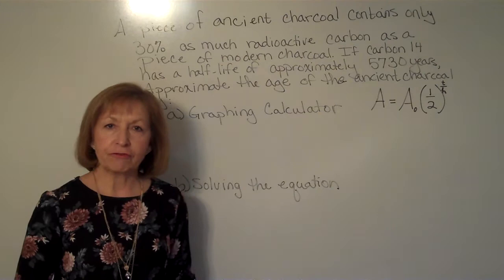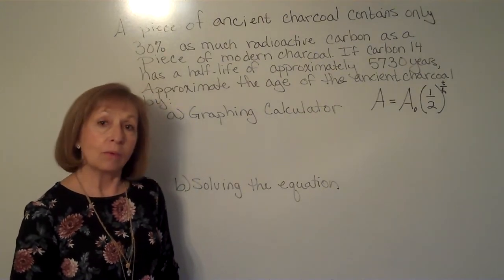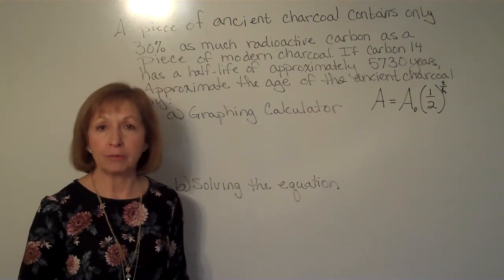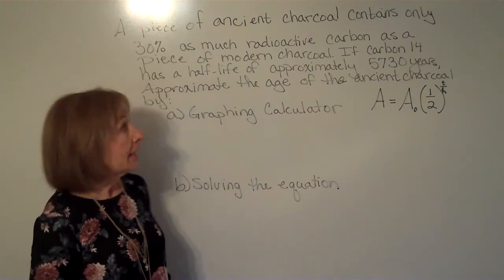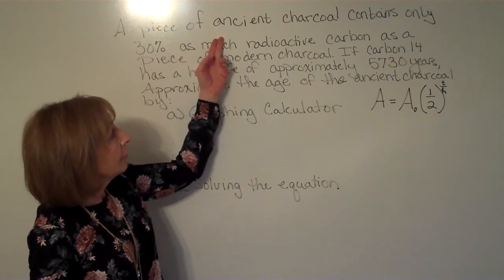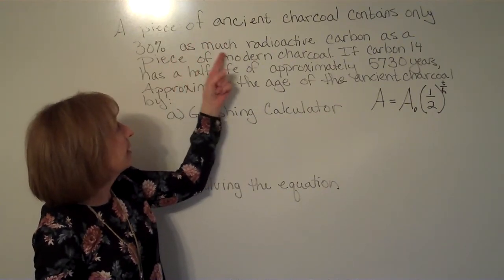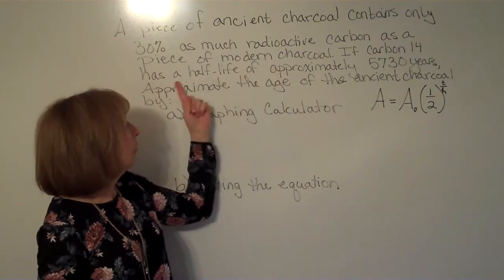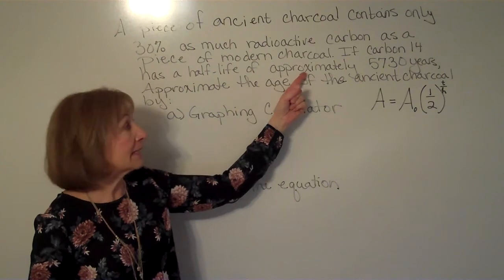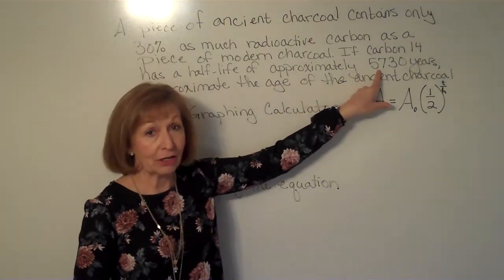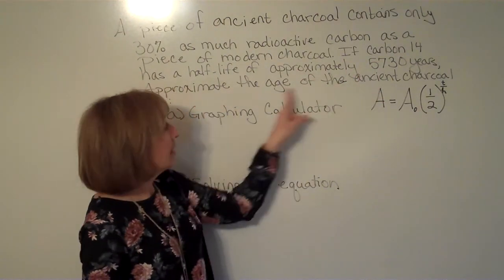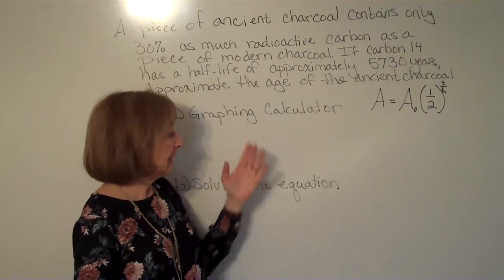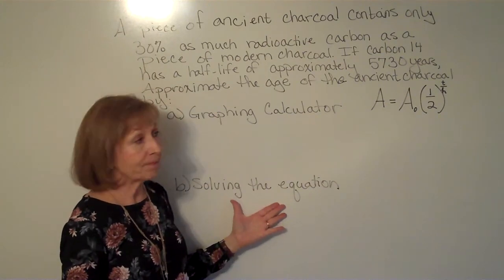Looking at an application for solving exponential equations, one comes in the form of finding the age using carbon-14 dating. Here I have a piece of ancient charcoal that contains only 30% as much radioactive carbon as a piece of modern charcoal. If carbon-14 has a half-life of approximately 5,730 years, approximate the age of the ancient charcoal first by graphing calculator and then by solving the equation.